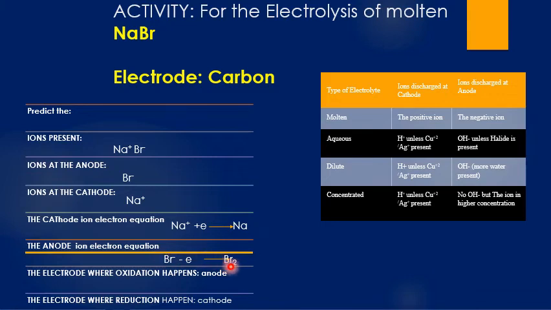Now, there are two bromines here, only one bromine here. The equation is not balanced, so we need to balance the equation. So I'm going to put 2 in front of bromine to balance it. And then if I have 2 bromine negative here, I need to also put the 2 in front of the electron to balance it. And now it's balanced. The electrode where oxidation happens is the anode, and the electrode where reduction happens is the cathode.